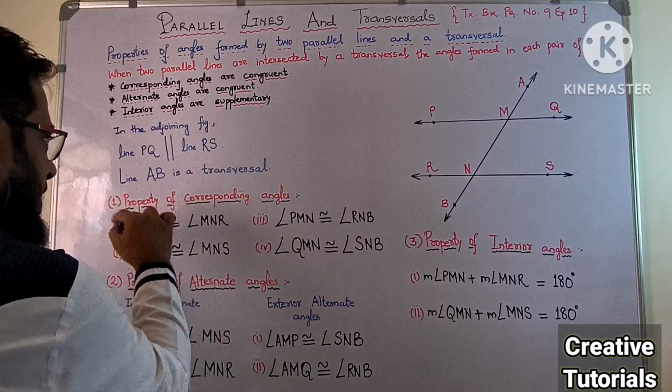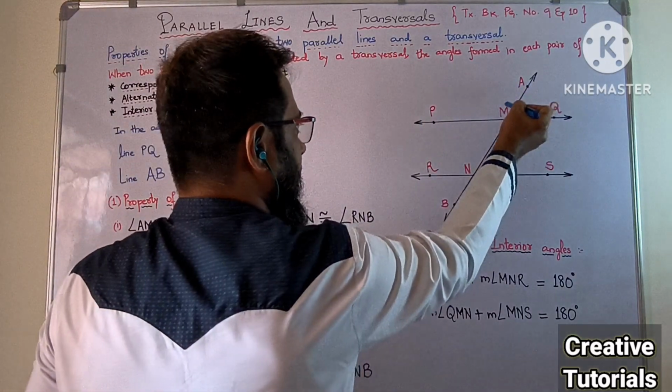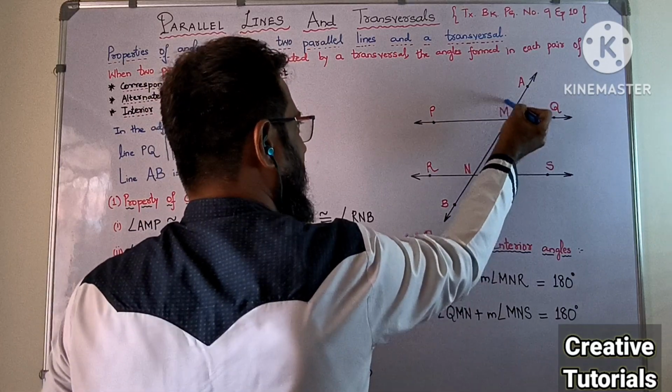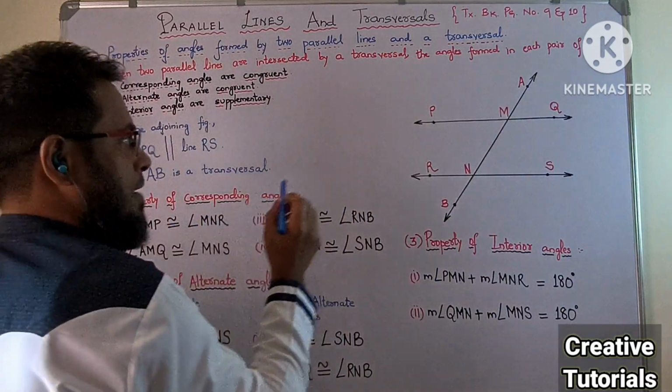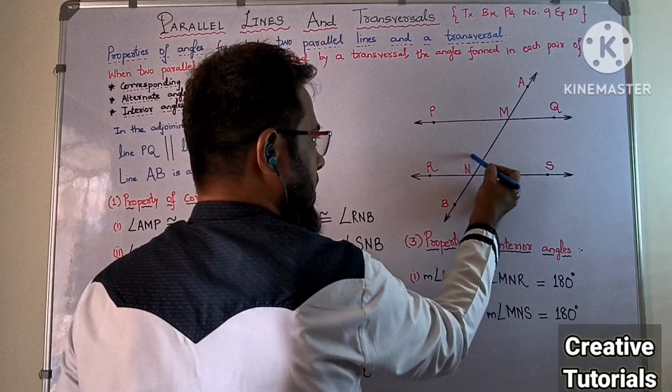So first property is here. Angle AMP. Where is angle AMP? This angle is congruent to angle MNR. That means this angle and this angle.